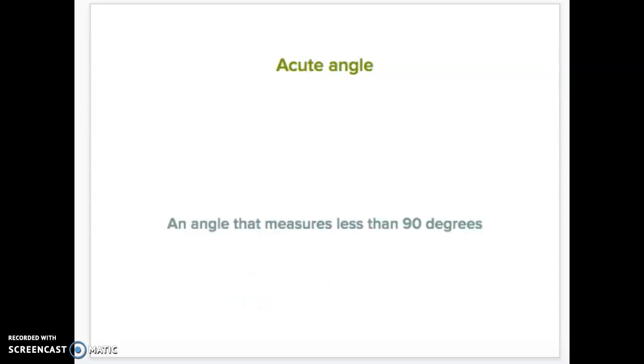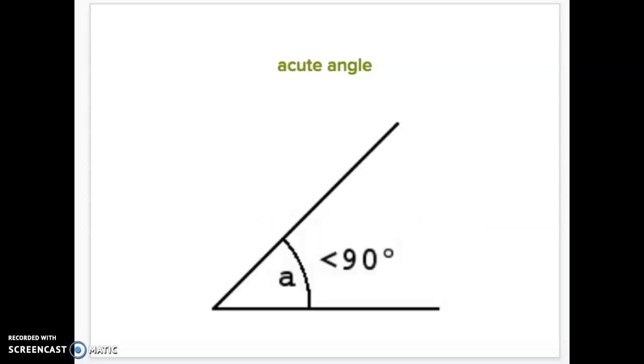An acute angle is any angle that's less than 90 degrees. I think most of us remember that. Here I just have the less than 90 to remind you, but if you would rather put like 40 degrees or 50 degrees as an example, that is fine.